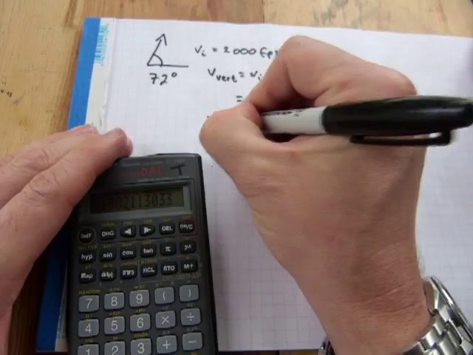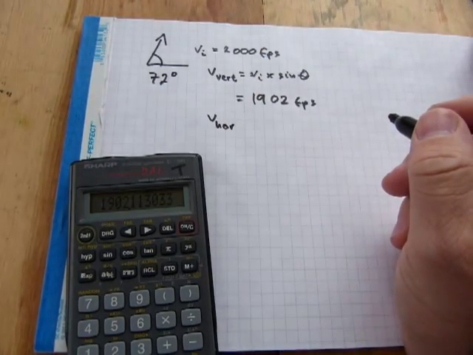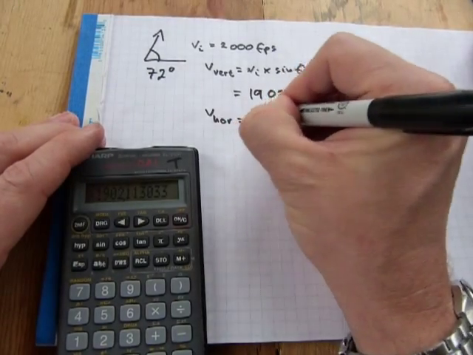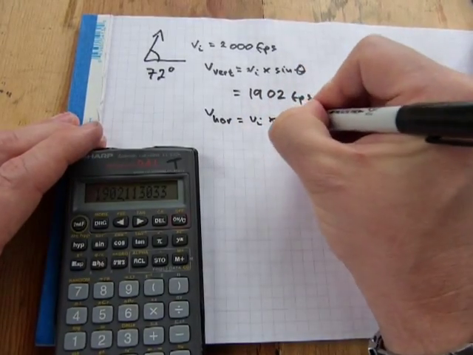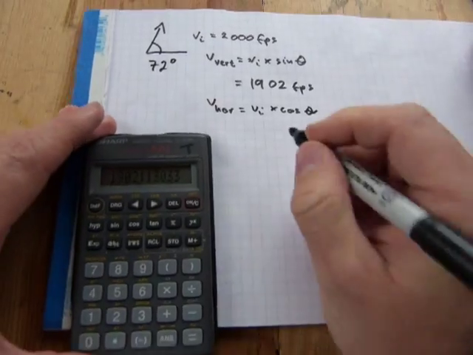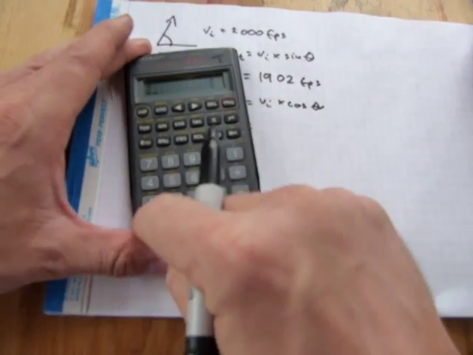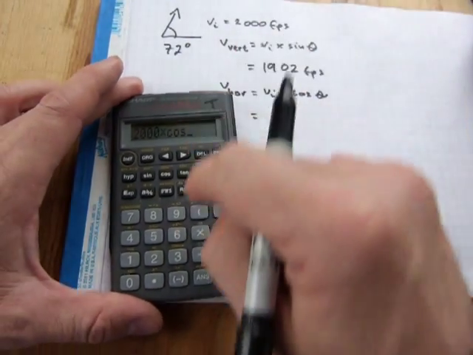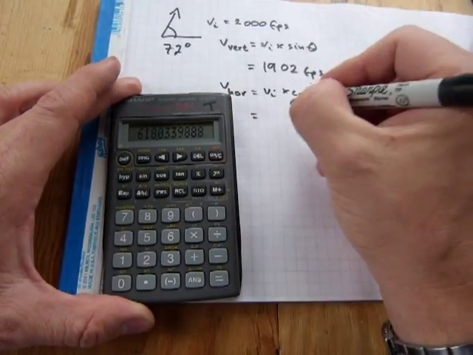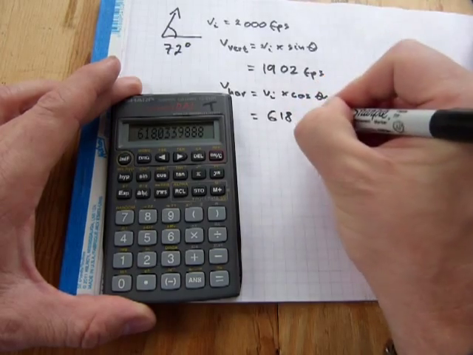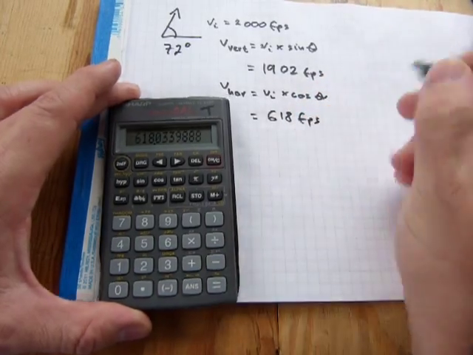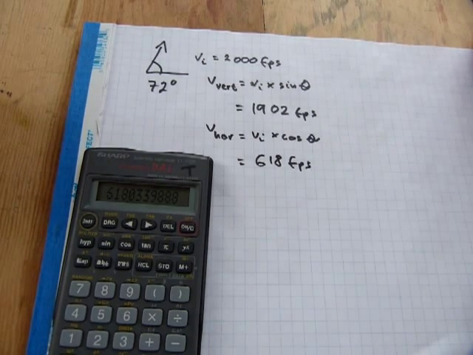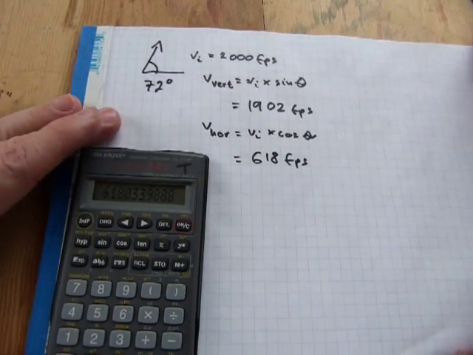For horizontal displacement, it's the initial speed times cosine of the angle, which is 2000 multiplied by cosine 72 equals 618 feet per second. So the bullet is only going horizontally 618 feet per second.